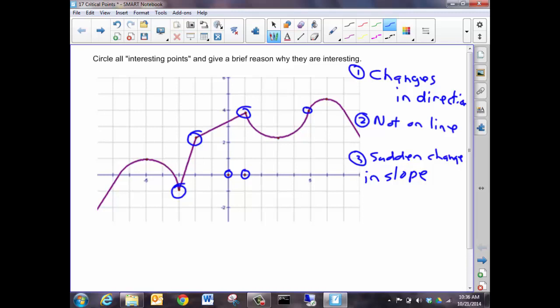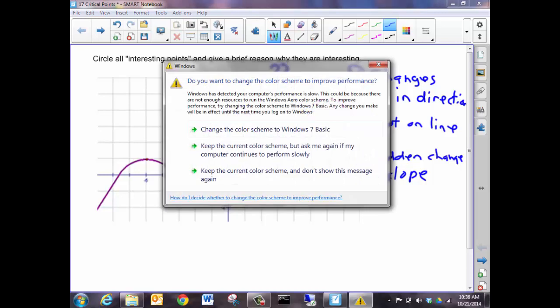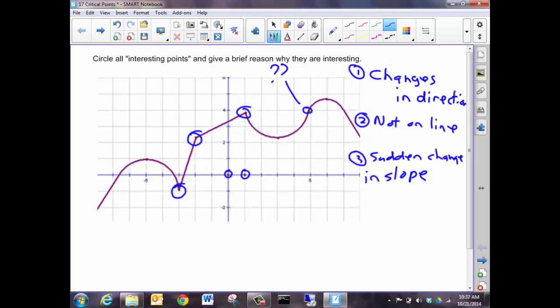5 is interesting. Ooh. Does 5 fit one of these things here? Oh, so why is 5 interesting? It's a dot. Why? It's got a red dot on it. 5 is interesting. Yes, that is. It's almost across from that. Any other interesting points there, people?